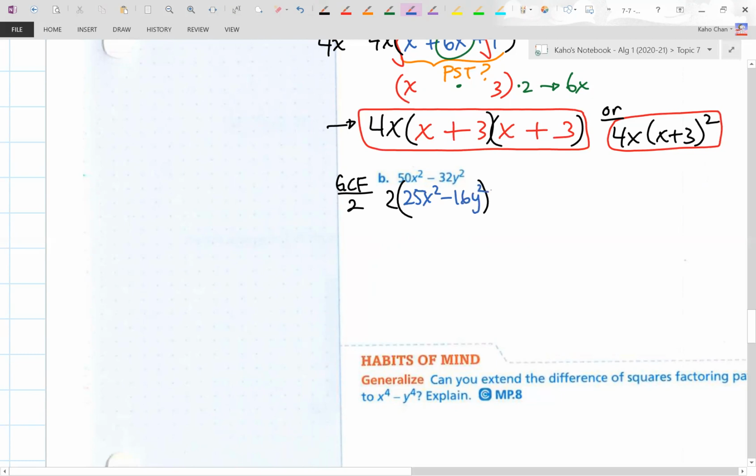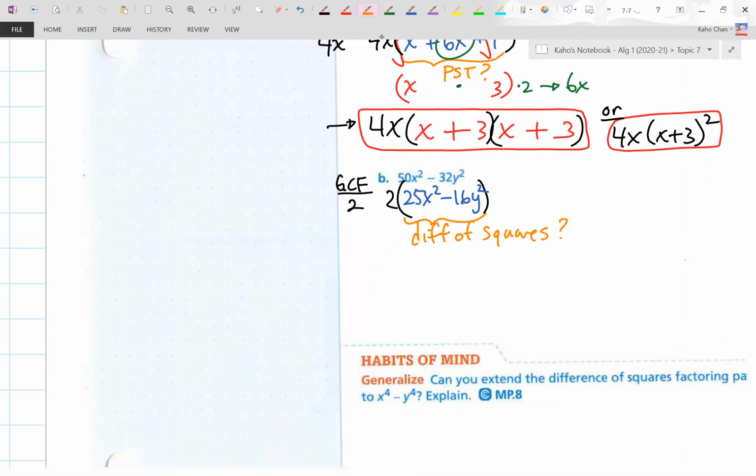Interesting. It's a binomial, so it's not one of those PSTs. Is it a difference of two squares? Question mark. All right, let's check. Nope, there's a minus sign. Very good. It's a binomial, and are those terms square rootable? And they are. The square root of 25x squared is 5x. The square root of 16y squared is 4y.